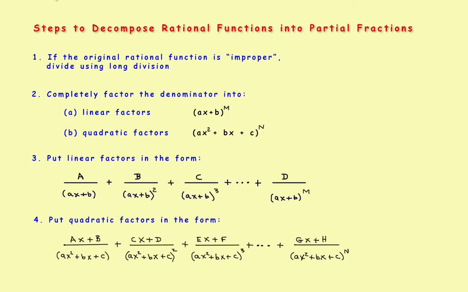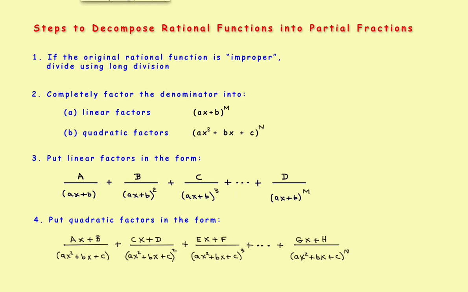This is from previous videos. We use these steps to decompose the function. And that first step has always been, if the original rational function is improper, which means the degree of the numerator is greater than or equal to the degree of the denominator, then in the first step you've got to divide using long division to break it up into a proper fraction. So we'll do that in this step.